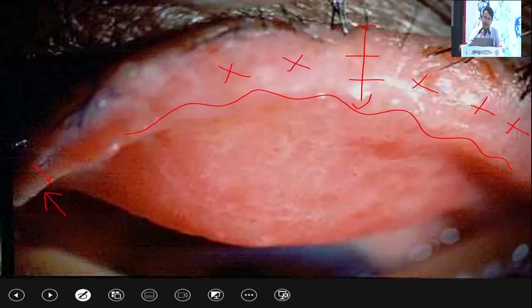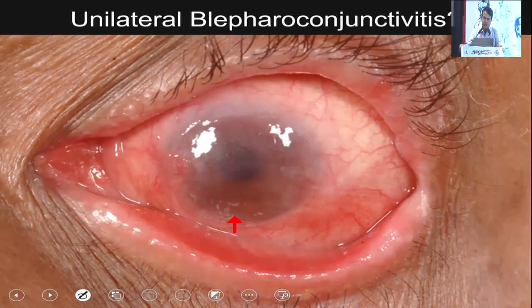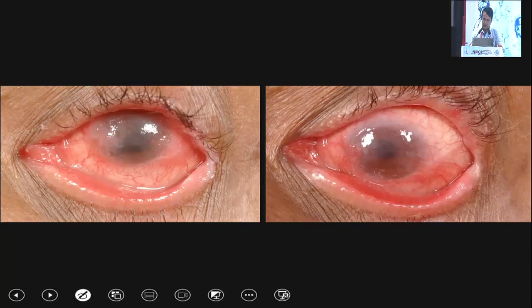The posterior lid margin gets rounded, and the lid margin gets thickened apart from a conjunctival lesion. So this is a pagetoid sebaceous gland carcinoma, which does not have a large tumor that you're used to seeing. So any patient with unilateral blepharoconjunctivitis with what looks like an ocular surface tumor, you should suspect pagetoid sebaceous gland carcinoma. Now, this looks exactly similar, isn't it?